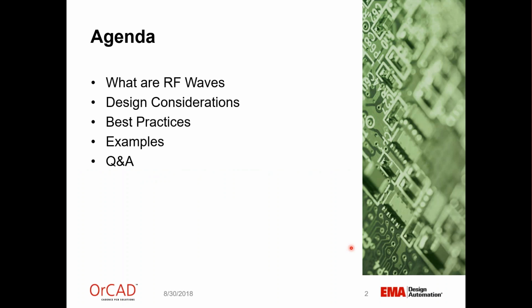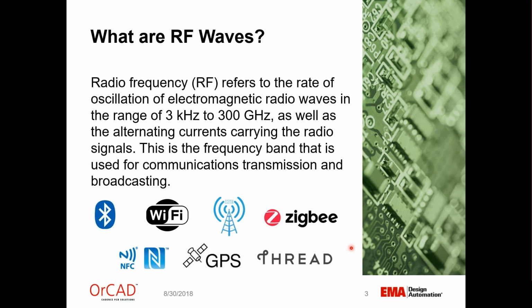The agenda today: we're going to talk about the Wi-Fi waves, design considerations, and best practices, and in the examples I'll be doing some demos. If time permits, we'll have some question-answer time. So what are RF waves? Radio frequency, the acronym is RF, refers to the rate of the oscillation of the electromagnetic radio wave in the range of 3 kilohertz to 300 gigahertz, as well as the alternating current carrying the radio waves. This is the frequency band that is used to communicate, transmit, and broadcast.